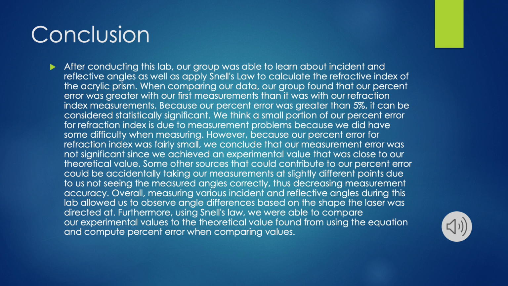We think a small portion of our percent error for refraction index is due to measurement problems because we did have some difficulty when measuring. However, because our percent error for refraction index was fairly small, we conclude that our measurement error was not significant since we achieved an experimental value that was close to our theoretical value. Some other sources that could contribute to our percent error could be accidentally taking our measurements at slightly different points due to us not seeing the measured angles correctly, thus decreasing measurement accuracy.